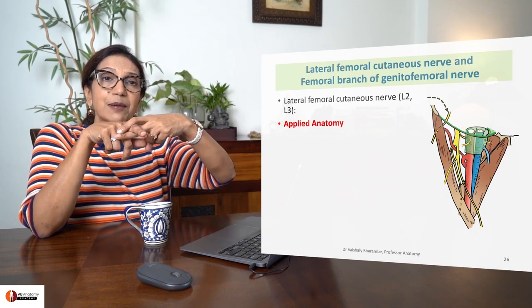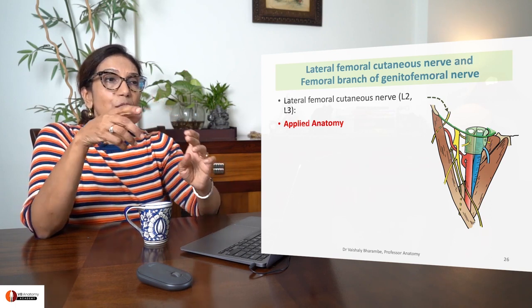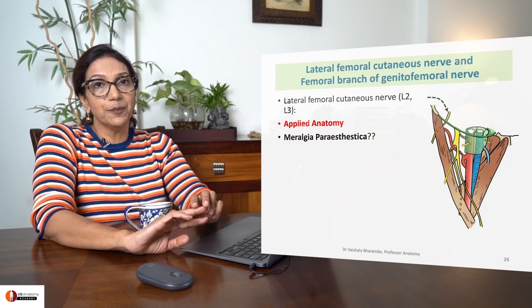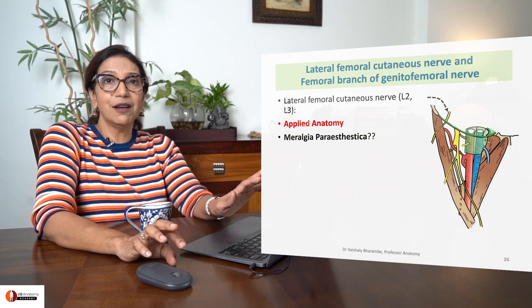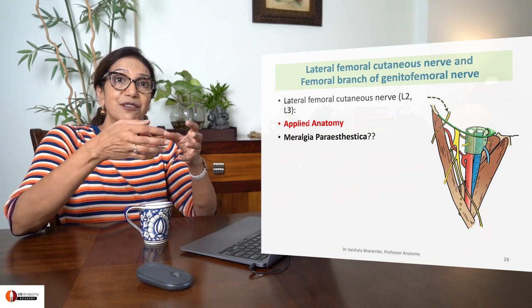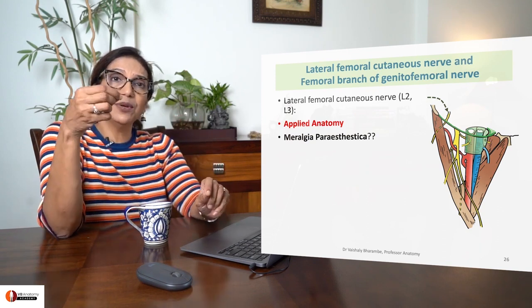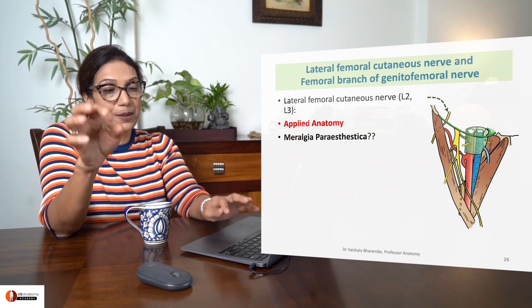So what happens? Sometimes it gets compressed in the inguinal ligament, causing pain, which is called meralgia paresthetica. The patient is perpetually uncomfortable. In fact, patients are not happy to sit down because that's when the nerve gets even more compressed. The easy thing is that you release the nerve from the inguinal ligament and the patient is absolutely fine.